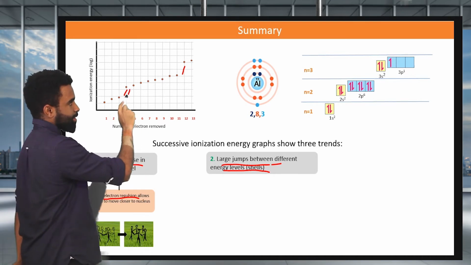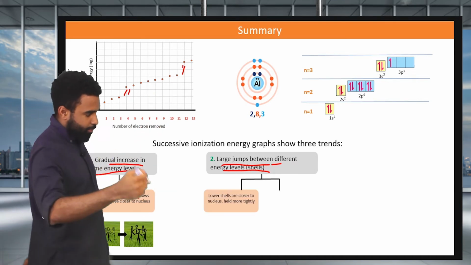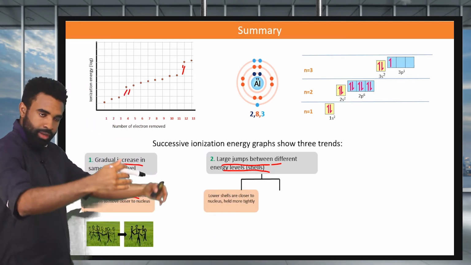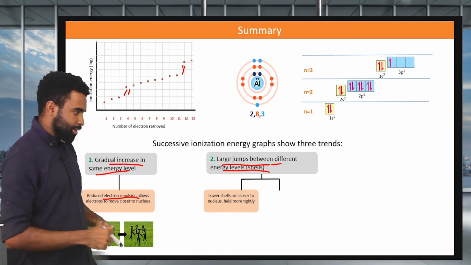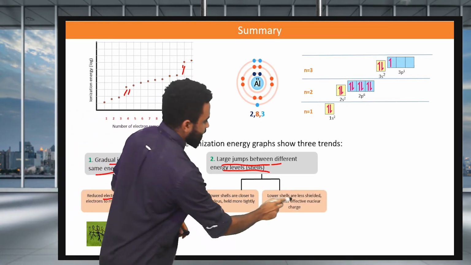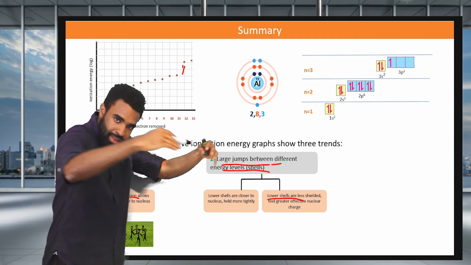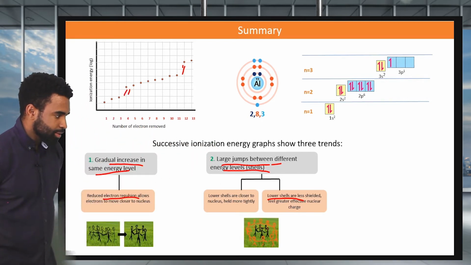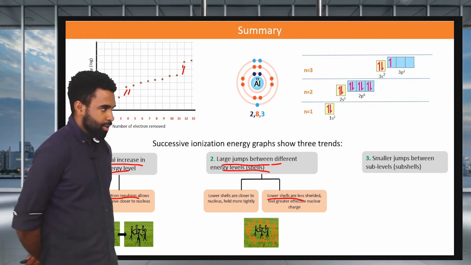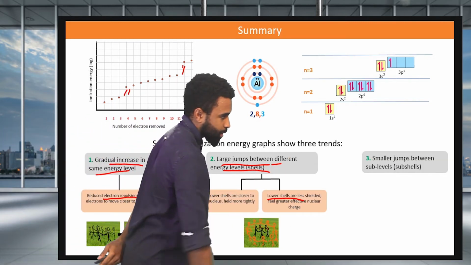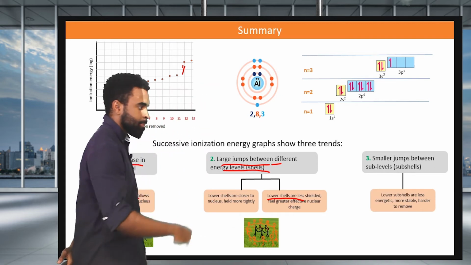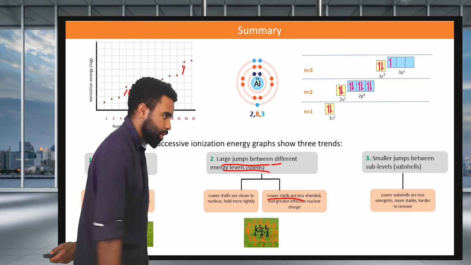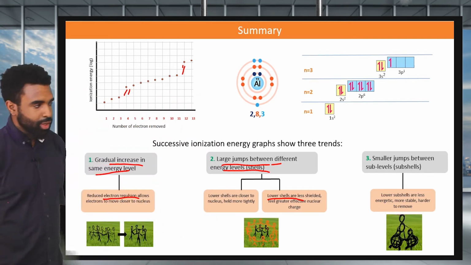But we talked about these large jumps, and we explained those by reference both to the fact that we move to a shell that's closer to the nucleus, and secondly, the fact that the lower shells basically shield the outer shells, and therefore the outer shells are exposed to a lower effective nuclear charge. And there's your picture there if you need that. And finally, we talked about the smaller jumps between subshells because the lower subshells are a bit more stable, and therefore harder to remove. And we have that picture there to help you with that.